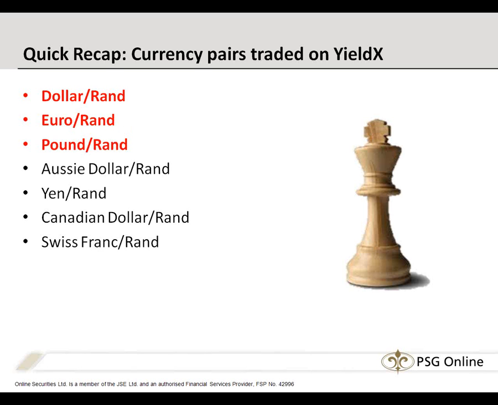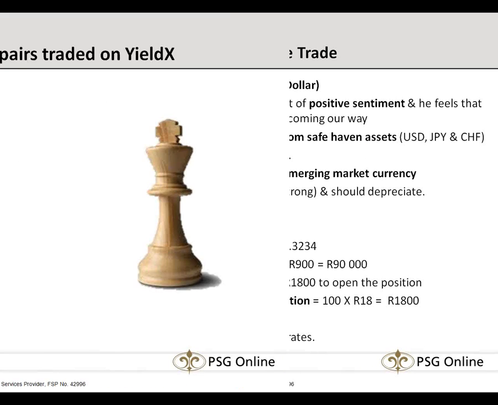But you can also trade the Aussie dollar, the yen against the rand, the Canadian dollar, as well as the Swiss franc. Okay. You've got 8 different currency pairs. Over here it shows you 7. The other one is actually the Chinese one, but that doesn't trade very often. But so we've got 7 to trade with. Enough for you to make money out of anyway.